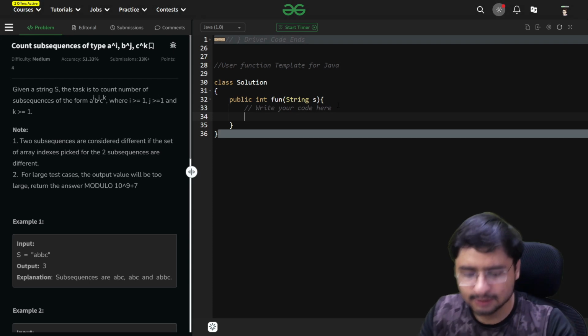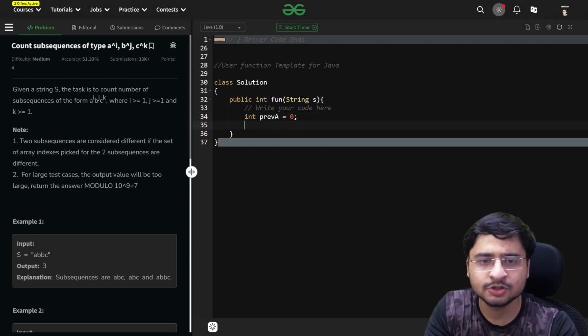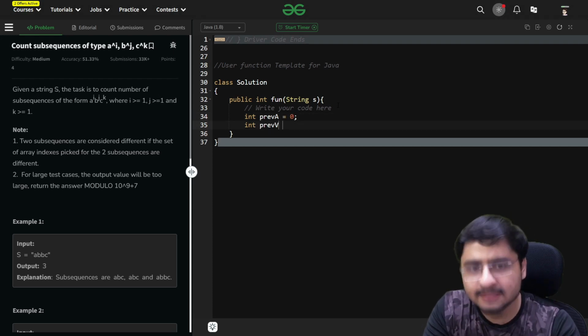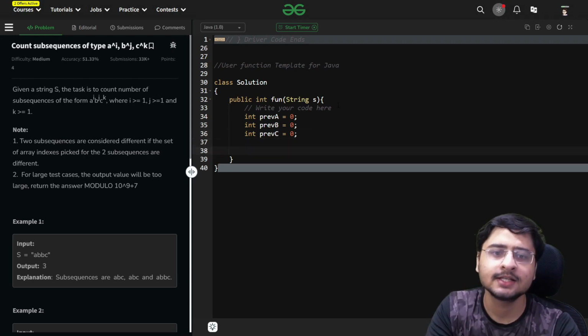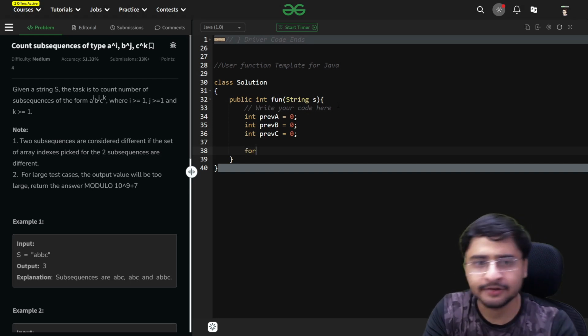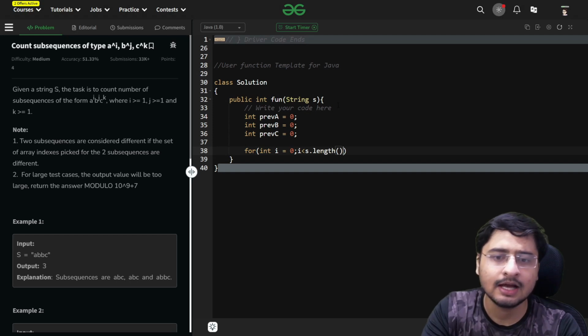So quickly code this out. First state which I want to keep in mind is previous A's. Previous A's is going to be 0. Previous B's is going to be 0. Previous C is going to be 0. I hope this is clear. Now we are going to iterate on the string. For int i equal to 0, i less than s dot length, i plus plus.